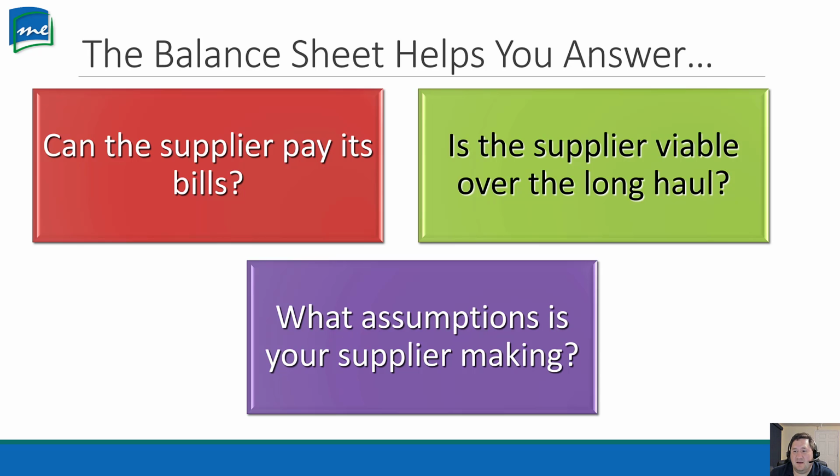And then of course you want to figure out what assumptions your supplier is making. Is there a reason why they're recording things where they are? Are they expecting a huge contract to come up? Or are they expecting to have to pay off a loan very quickly because it moved from long term to short term? All these things can affect their cash flow. And if they don't have cash flow, can they pay their bills?